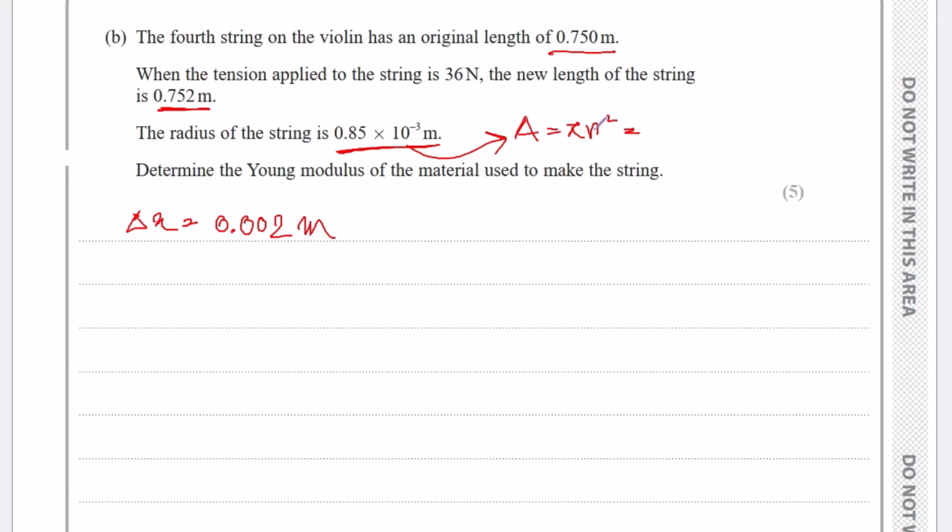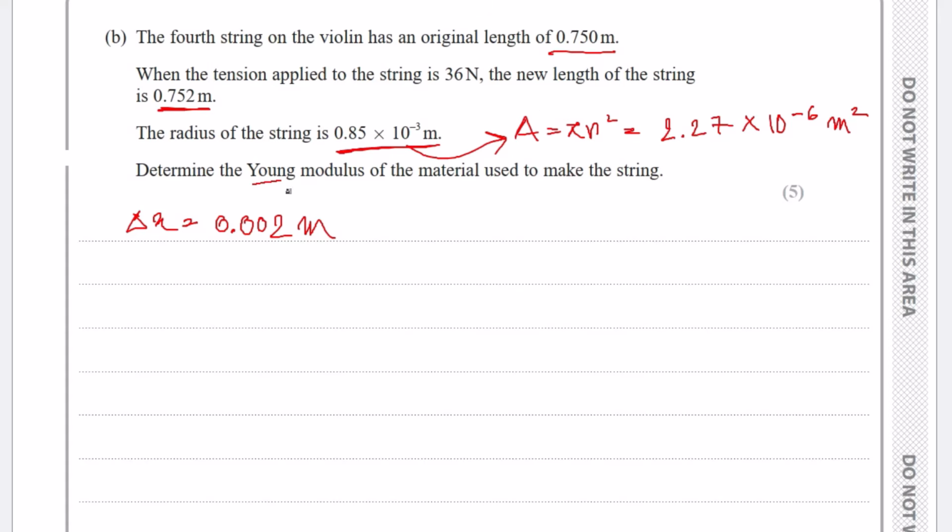And always remember, since this is not my final answer, I'm talking about the area, you cannot round it off to 2SF. It has to be at least 3SF. So it's 2.27 times 10 to the power minus 6 meter squared. So now I have the area as well, the extension.